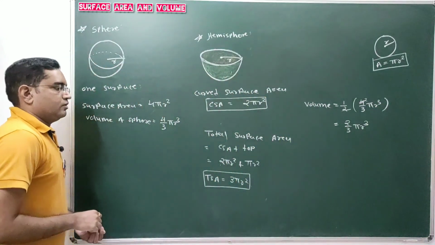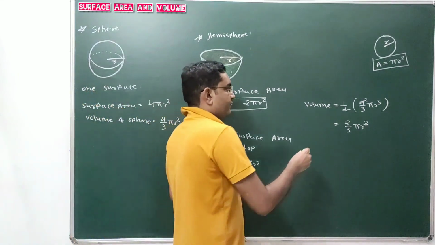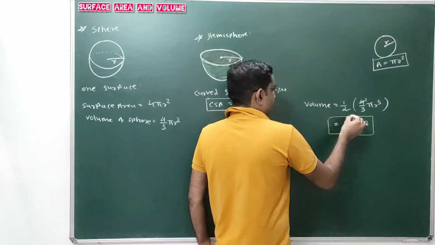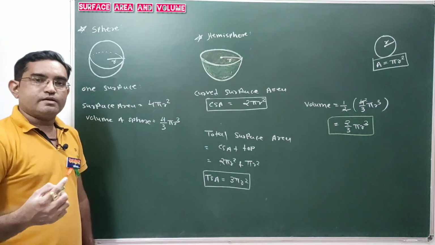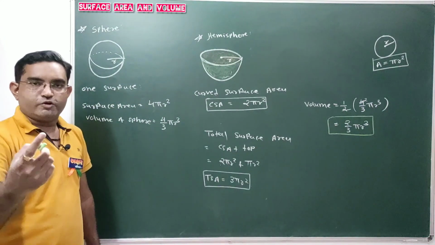Done. So these are the formulas related to the different solids for chapter number 13 for standard 9, and these formulas will also be useful for your 10th standard.